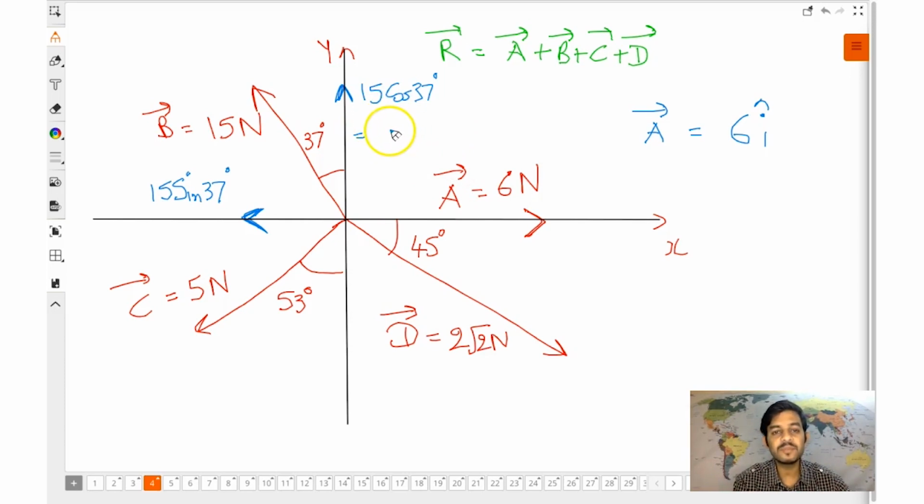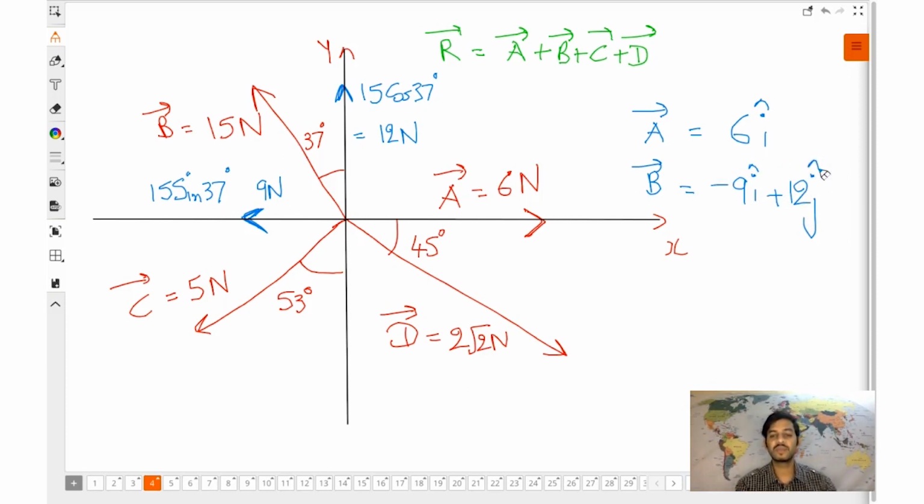So this will be 12 newtons, 15 into 4 by 5, and this will be sine 37 is 3 by 5, 9 newtons. So B vector can be written as minus 9 I cap plus 12 J cap. Got it? Then C vector.